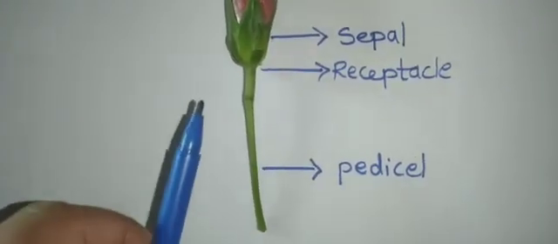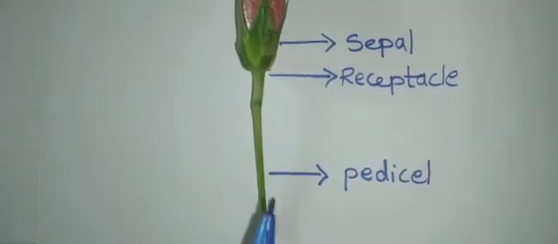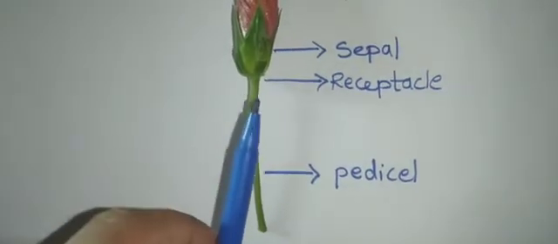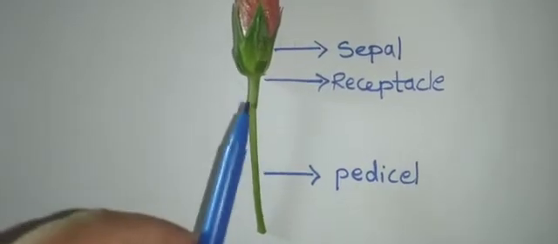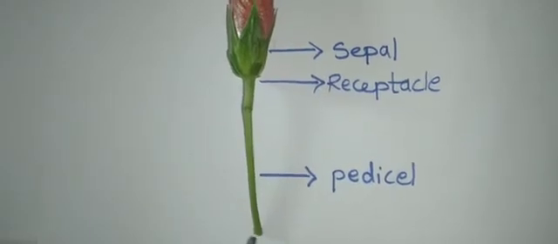Coming to the parts of the flower, here is the pedicel. This pedicel is the part from where the flower joins to the stem. This stalk of the flower is called the pedicel. It is attached to the stem.